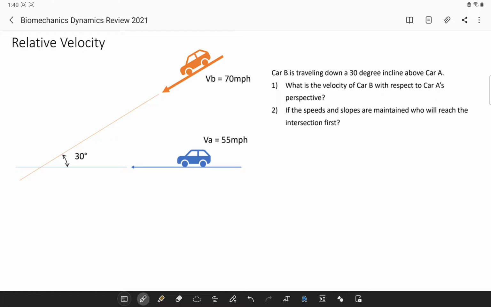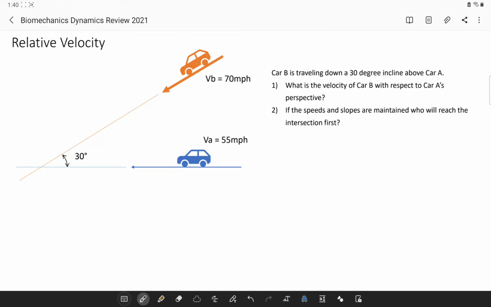The second file in the dynamics review that I'm making for 2021. And in this case, we have two cars. Car B is traveling down an incline of 30 degrees, and it is located above car A. And the first part wants us to find the velocity of car B with respect to car A's perspective.